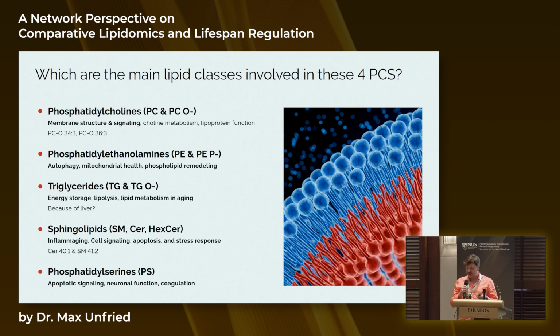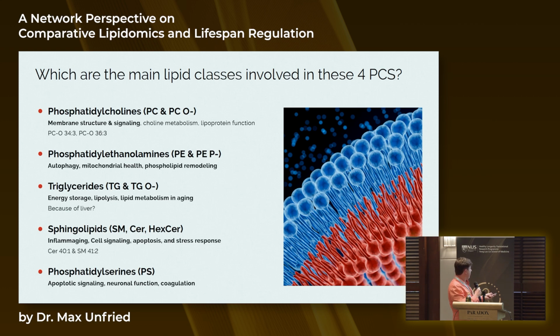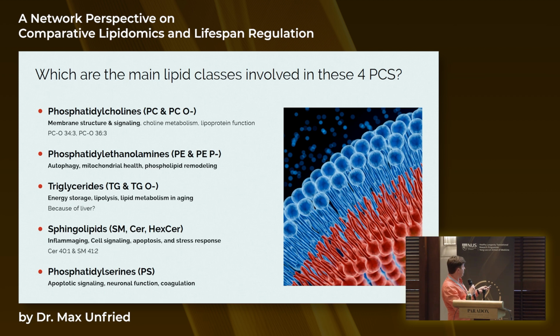Can we learn a little bit maybe about pathways or which lipids are important? And what we see is the groups that are most enriched are phosphatidylcholines, phosphatidylethanolamines, triglycerides, sphingolipids, and phosphatidylserines. What is interesting, the data I'm currently working on is all of liver, and that might be because we get a lot of triglycerides in there.